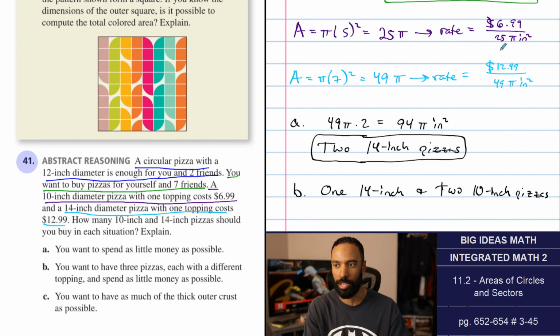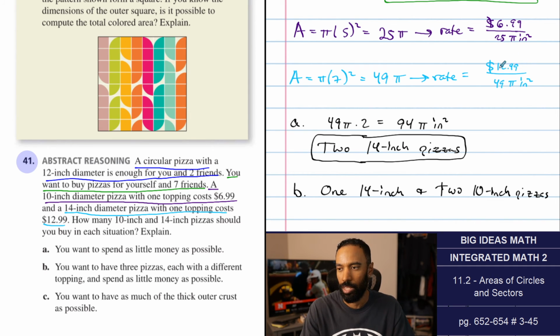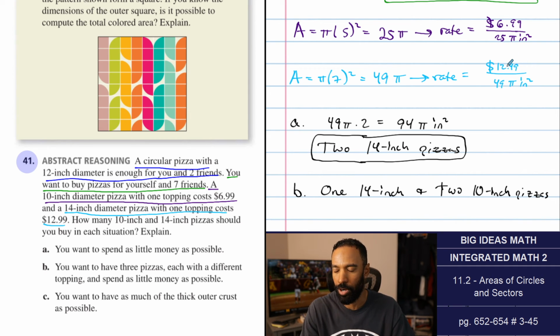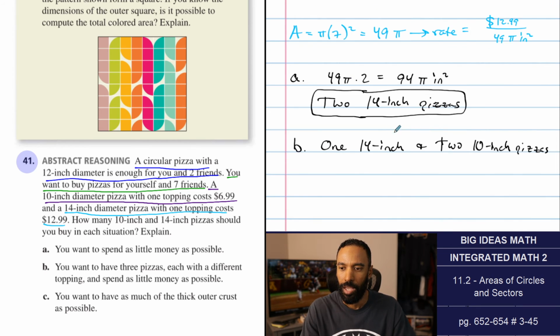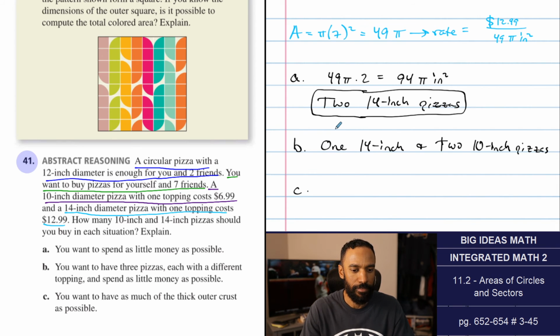Now, I didn't come up with these costs. You just multiply it, right? This would have been $24.98 for the $25.98, and then whatever. Part C, you want to have as much of the thick outer crust as possible.